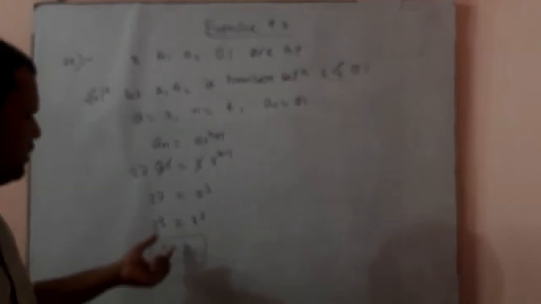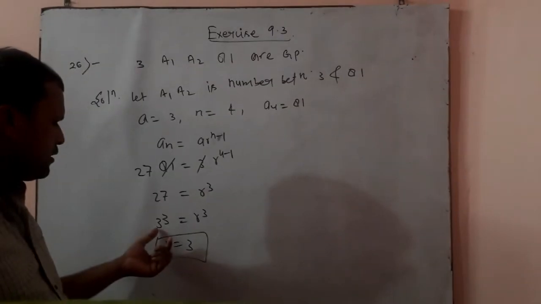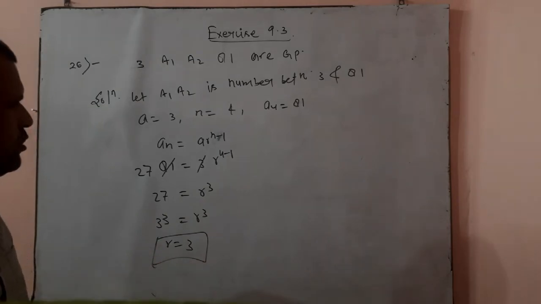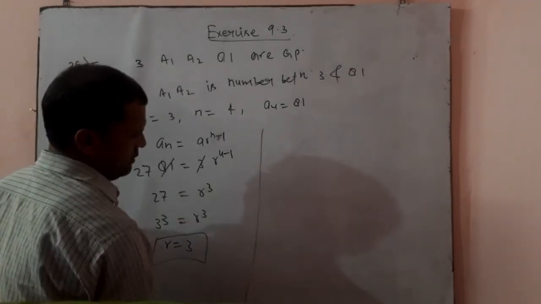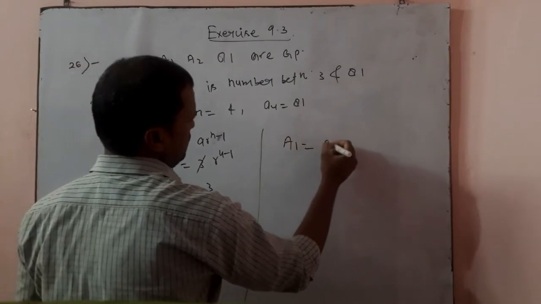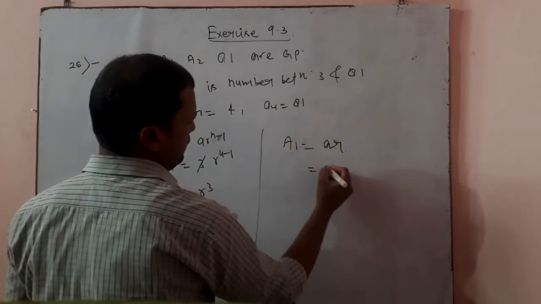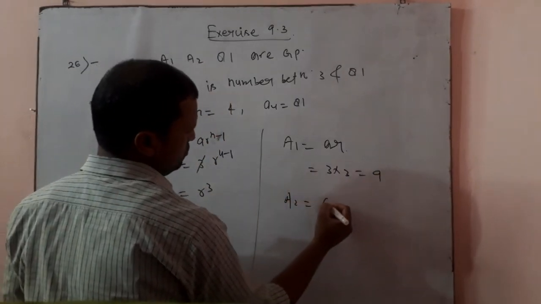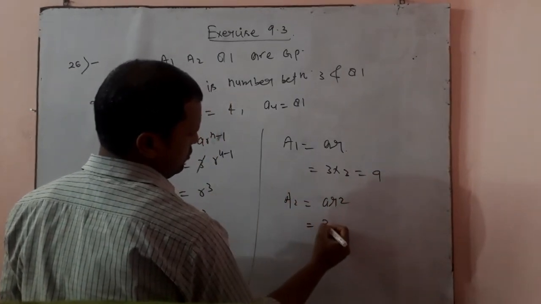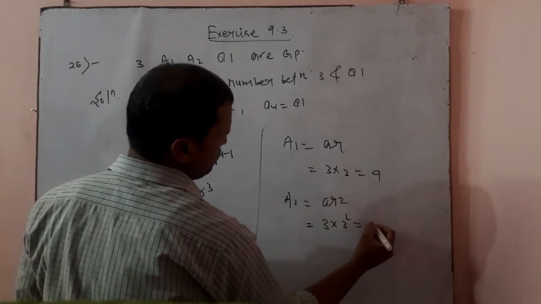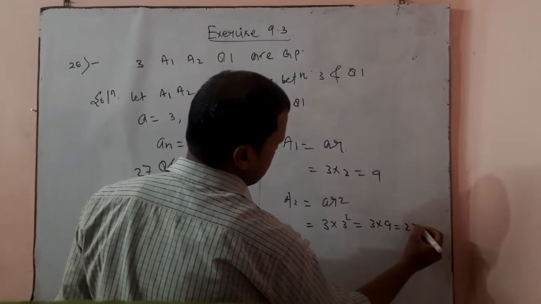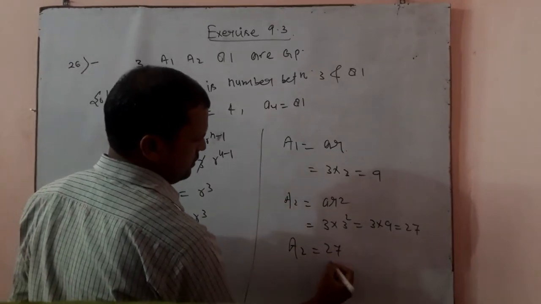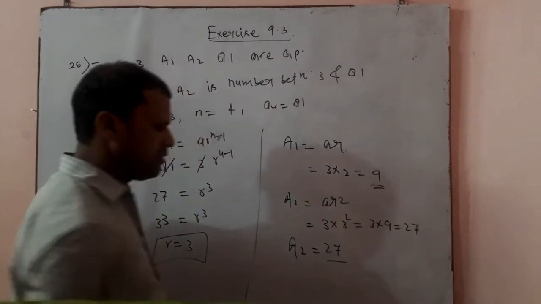When equating the base of the equal exponents, R equal to 3. Now A1 equal to AR, it means 3 into 3, that is 9, and A2 equal to AR square. So 3 into 3 square, 3 into 9, that is 27. So these two are the numbers.